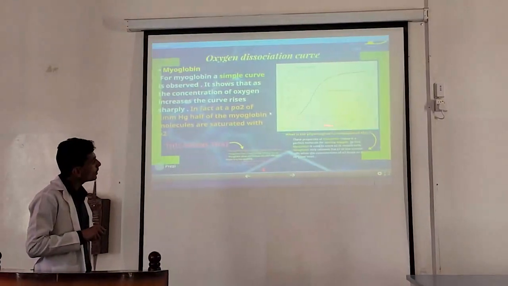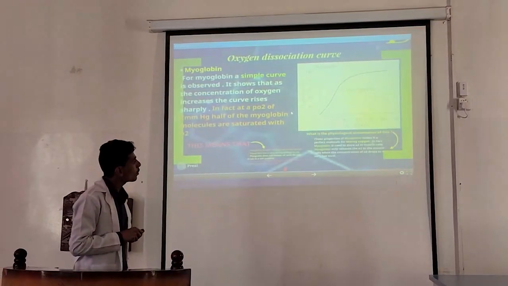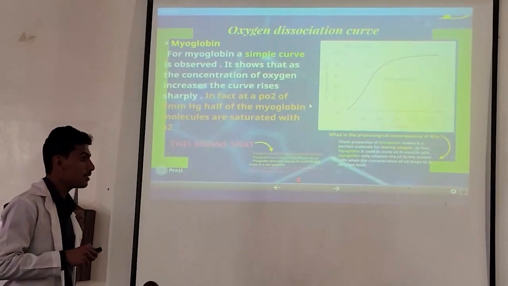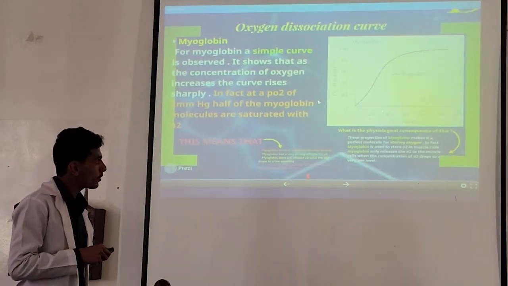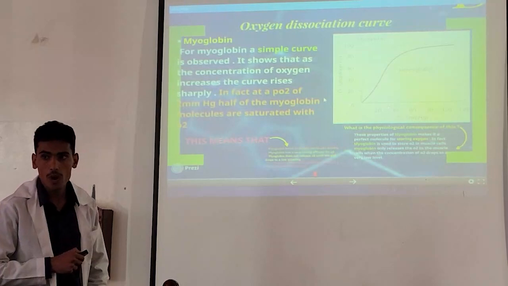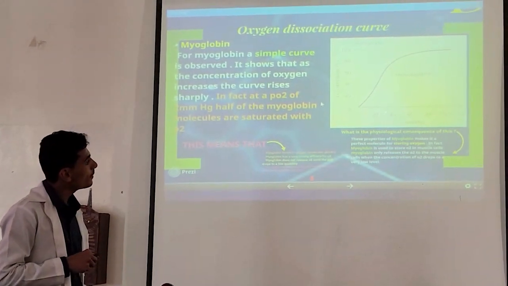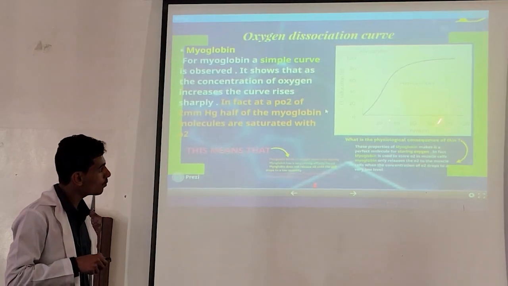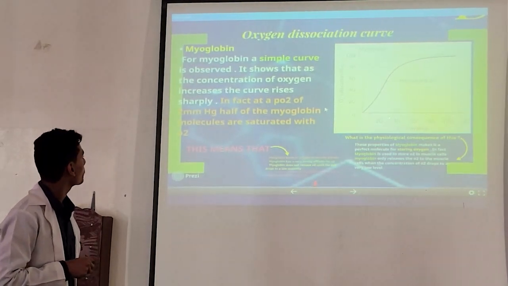And the x-axis describes what? It describes the concentration of oxygen molecules. Because oxygen is a gas, we describe its concentration as the partial pressure of oxygen, and it's expressed in millimeters of mercury. It ranges from 0 to 100 millimeters of mercury.